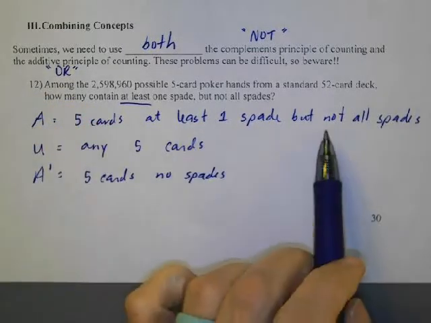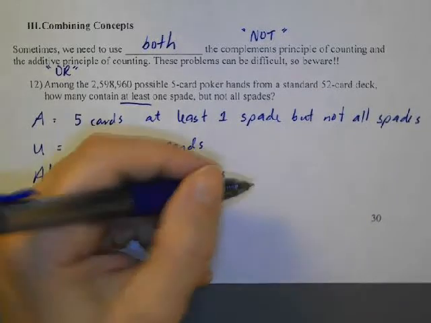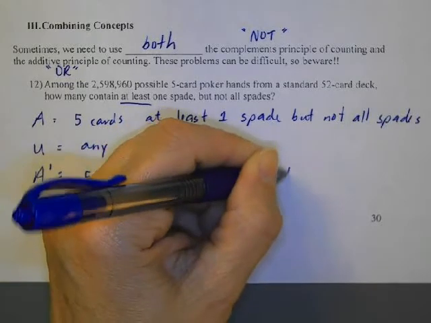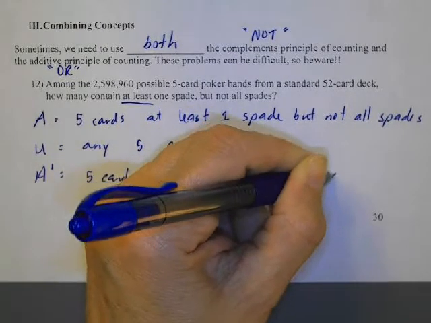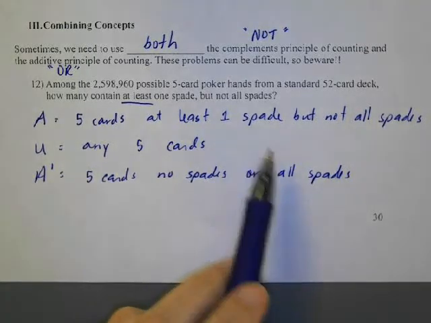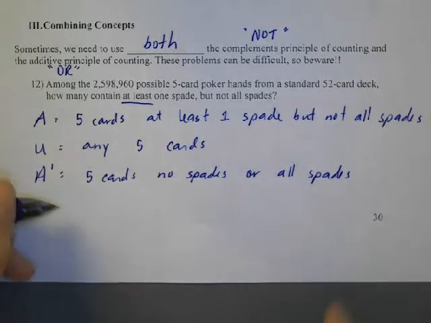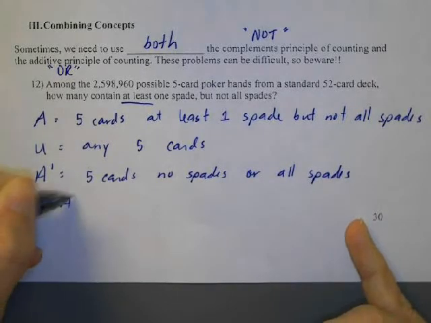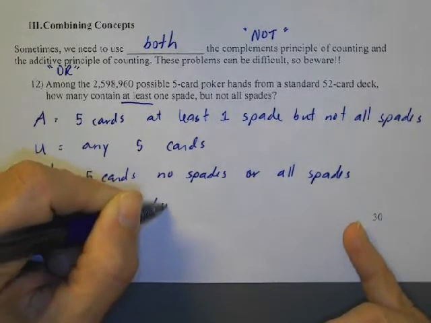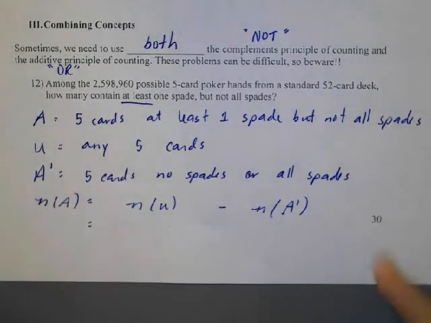It says up here in A prime, not all spades, so we could do 5 cards, no spades, or all spades. Because no spades is the opposite of at least one, and all spades is the opposite of not all spades. So N of A equals N of U minus N of A prime.